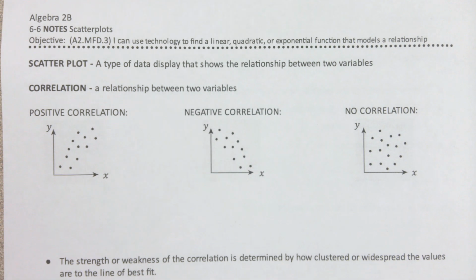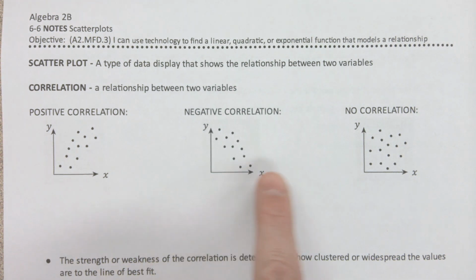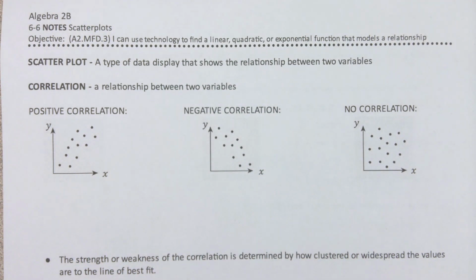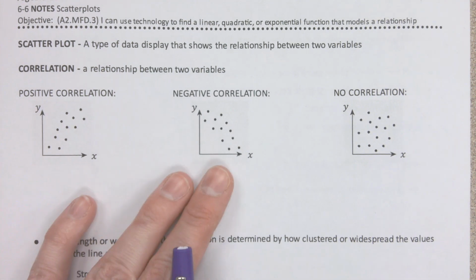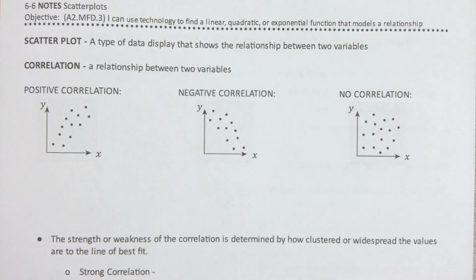Couple definitions. A scatter plot is a type of data display that shows the relationship between two variables. Looking at these three examples here, it gets its name from having a scattered array of points, if you will. And those can show up in different formations. There are different types of correlations between the points. It's a relationship between two variables. We have positive, negative, and no correlation.